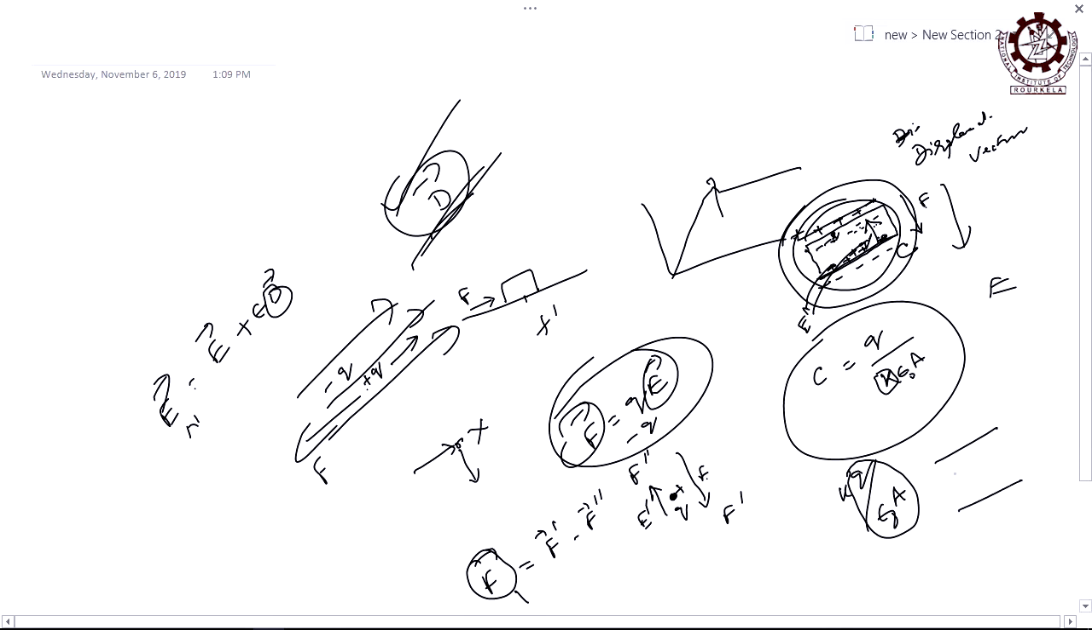If there are two plates, this is positive, this is negative, field is in this direction or not? The strength of the field is E, but when you take a slab, because of this slab what will happen? Here is negative, here is positive. So the field is in this direction, right? And this field is, let us say, E prime. Then what is the net field in this arrangement? E minus E prime, because obviously E is more than that.